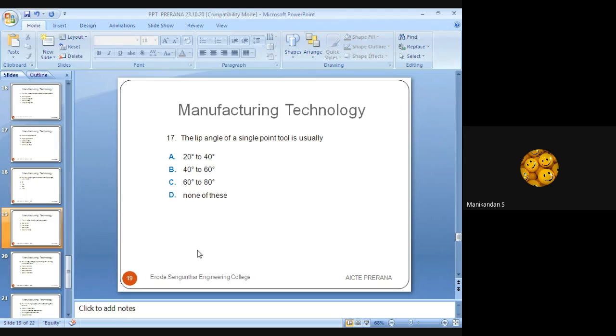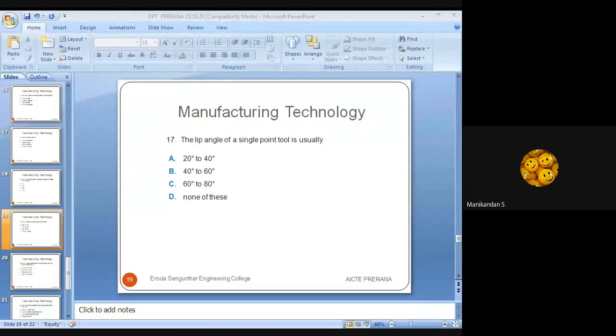Next one. The lip angle of a single point tool is usually: 20 to 40 degree, 40 to 60 degree, 60 to 80 degree, or none of these. Which one? Do you all know what a lip angle is?